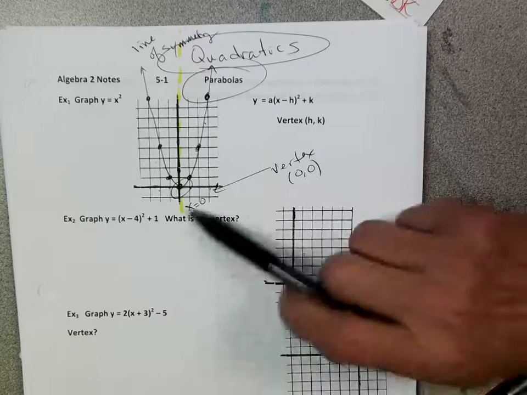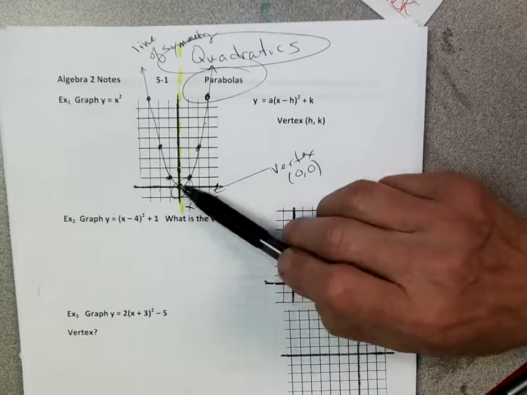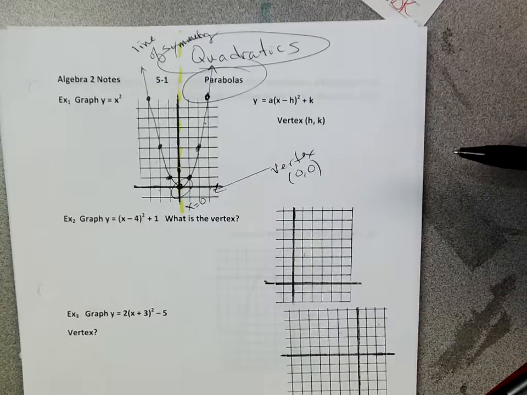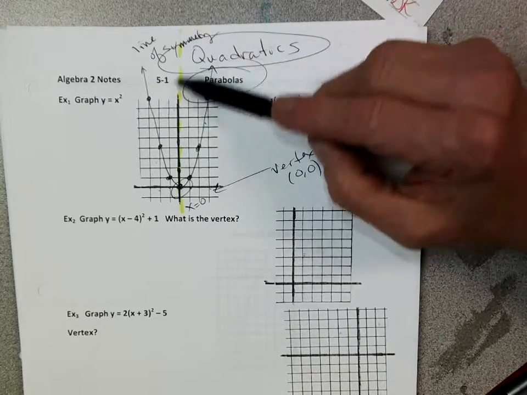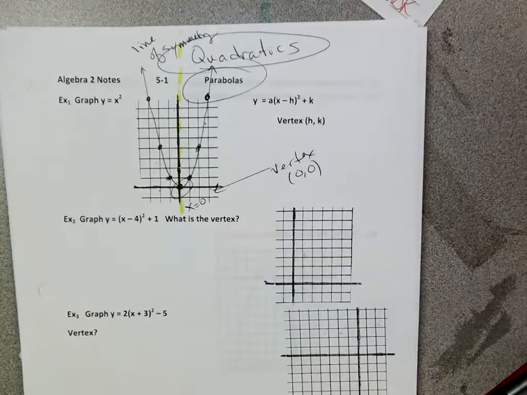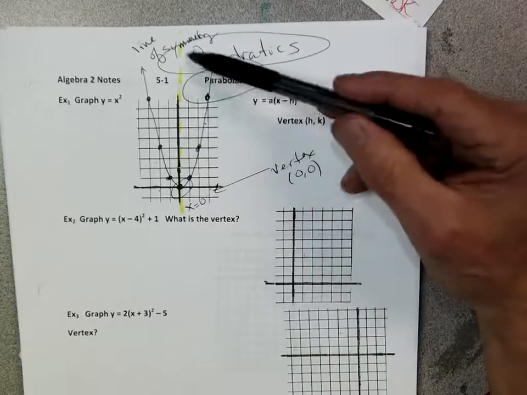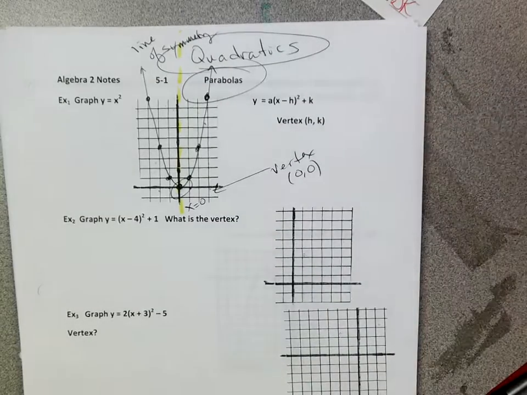So, it has a vertex. That's the very bottom point. That's at the coordinate 0, 0. It has a line of symmetry. It goes right down the middle of it because it is symmetrical. And in this case, it's x equals 0. It's always an x equal equation because it goes vertically, okay?